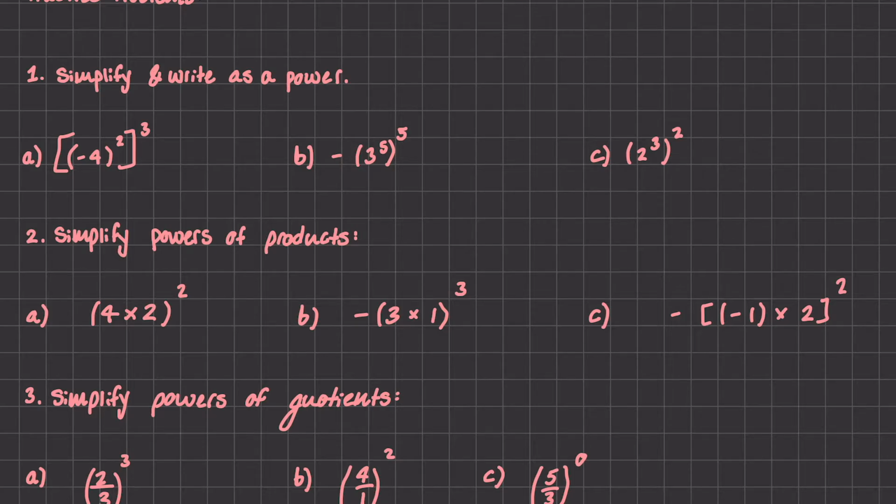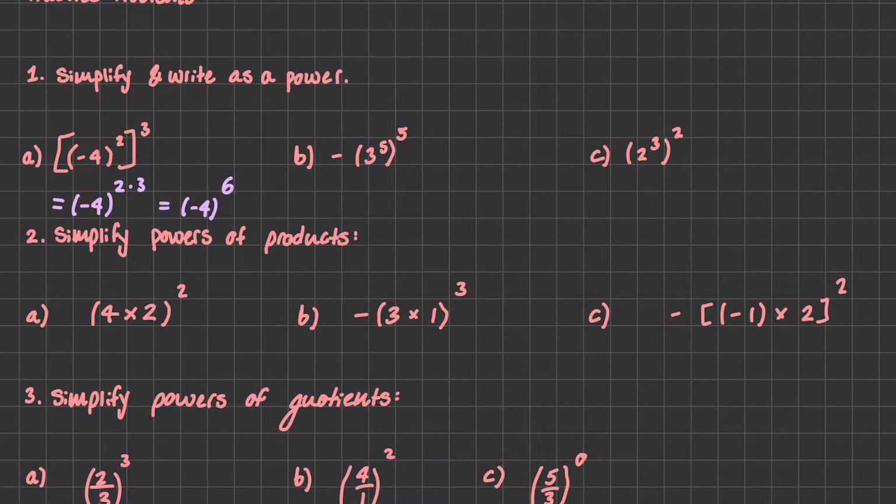We have a base of -4 raised to the exponent of 2, and this serves as a base for the exponent of 3. Therefore, we can write this as -4 as the base, and then multiply the exponents 2 and 3. If we simplify this, we get -4 raised to the exponent 6. Notice how I included the negative sign? I did this because that's part of the base.